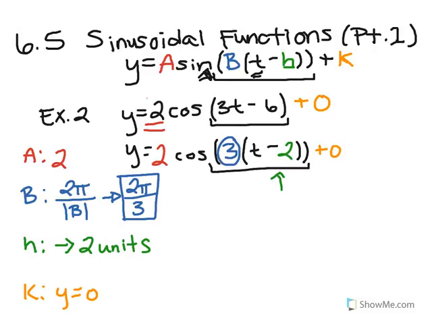So I know my amplitude is 2, my period is 2 pi over 3. This function has been shifted to the right 2 units, and my midline is at y equals 0. Now, let's take a look at one more with all 4 pieces in it.